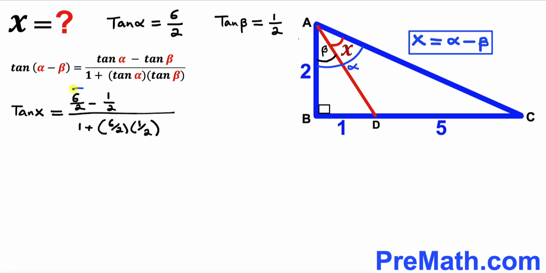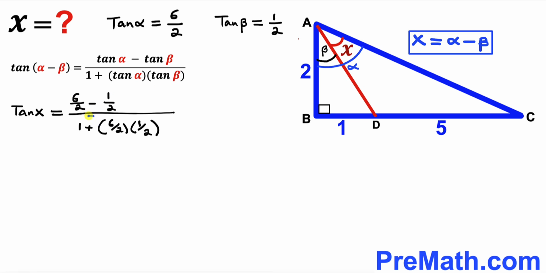And now let's focus on this numerator part. Here I have copied it down, 6 divided by 2 minus 1 divided by 2. And we have the common denominator 2, so I can write 2 and then 6 minus 1. That turns out to be 5 divided by 2. So therefore this numerator part has been simplified to 5 divided by 2.